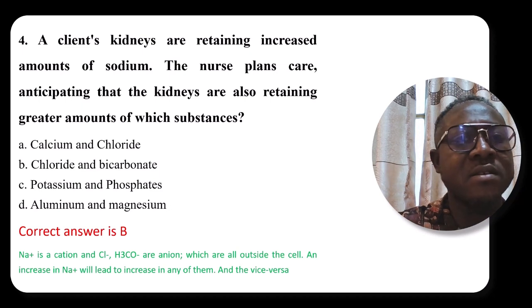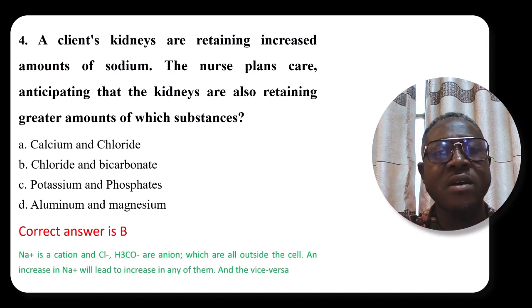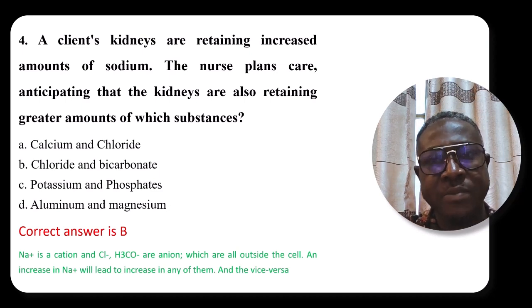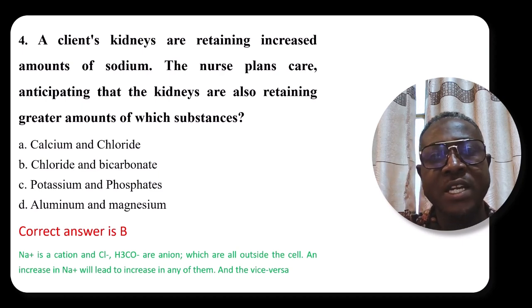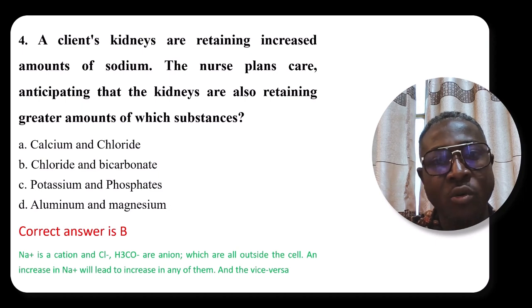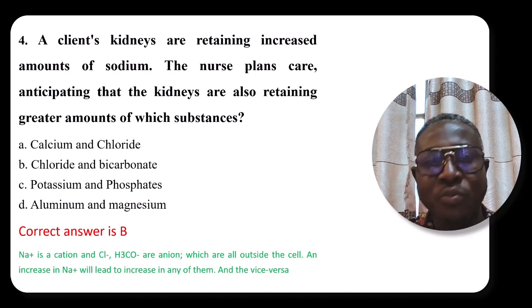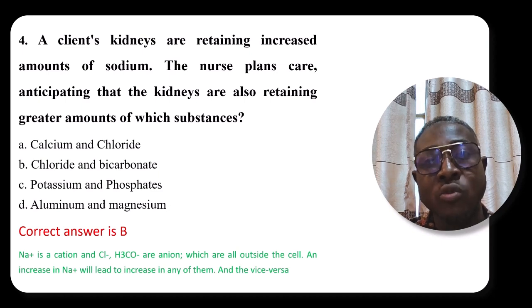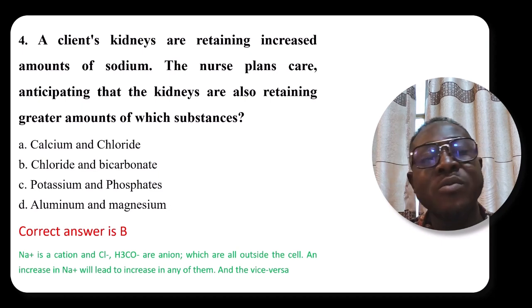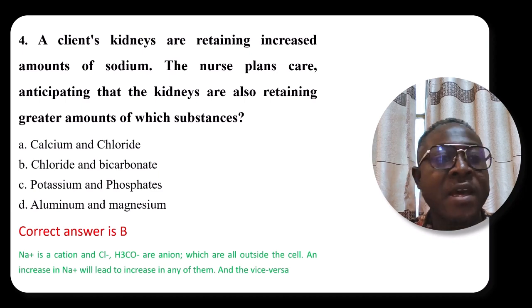But the question here is, let's go back to the stem again. They say, a client's kidneys are retaining increased amounts of sodium. So the kidney is reserving sodium, and which other electrolyte will also be retained or reserved, and which is not potassium, because that is the direct opposite. When the kidney is retaining sodium, they are excreting potassium, and so the C is out. Okay, then let's look at the B.